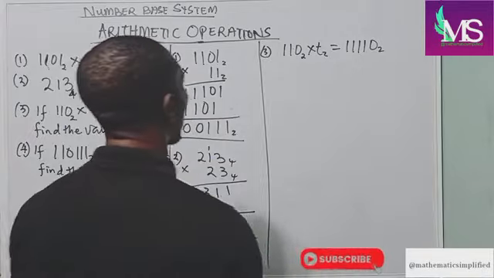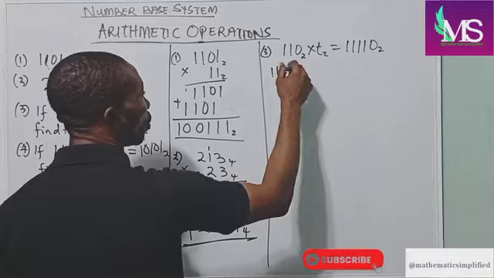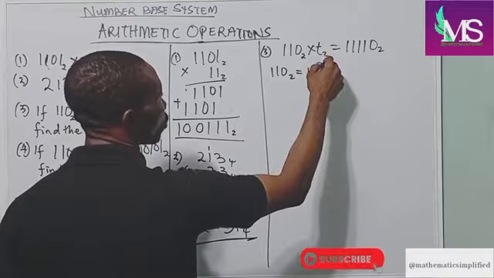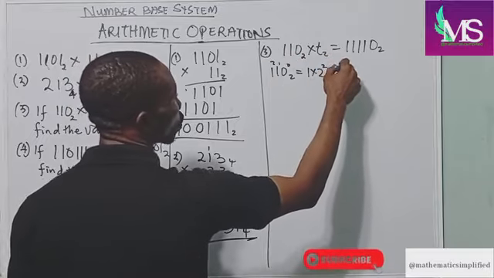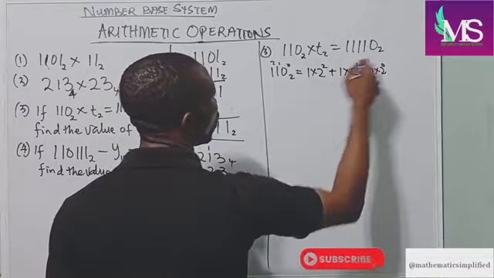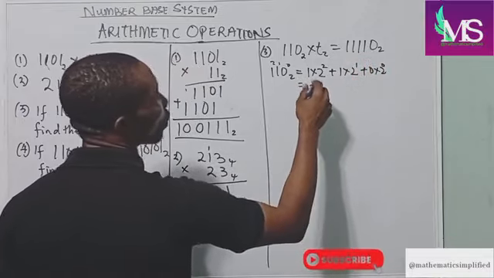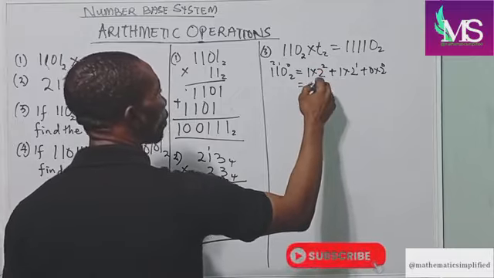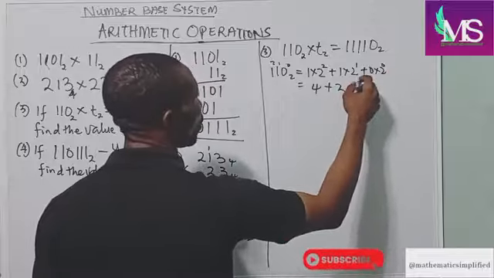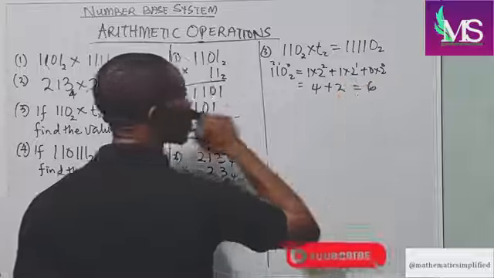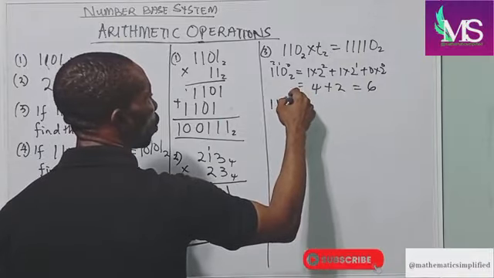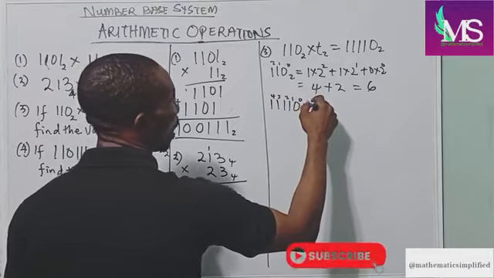So let's do that. Converting this to base 10, our 110 in base 2 to base 10 will become 1 times 2 raised power 2, 0, 1, 2, plus 1 times 2 raised power 1, plus 0 times 2 raised power 0. So this becomes 2 times 2, 4, plus 2, which will give us 6. Alright, now converting our 11110, this is 0, 1, 2, 3, 4 to base 10.